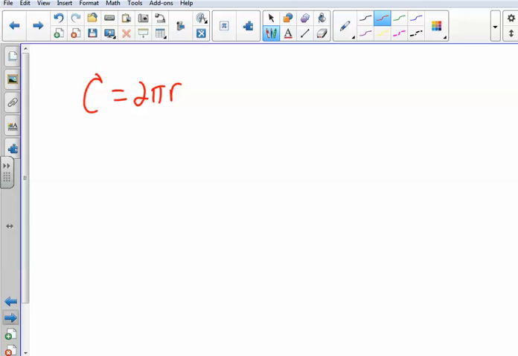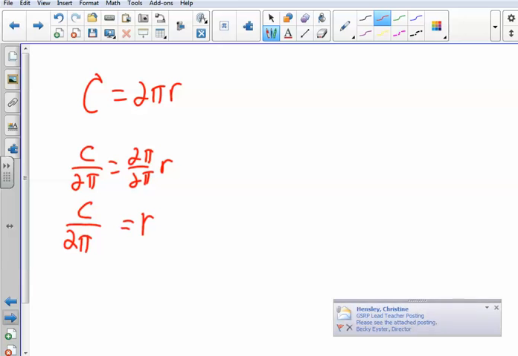If I want to solve this for the letter r, I'm going to divide both sides by 2 pi. And then the 2 pi cancels out. And so I'm left with the radius is equal to the circumference divided by 2 pi. So literally, it's that simple.